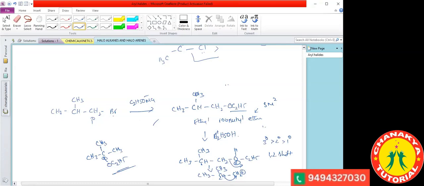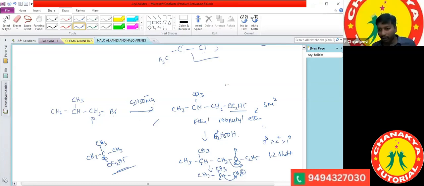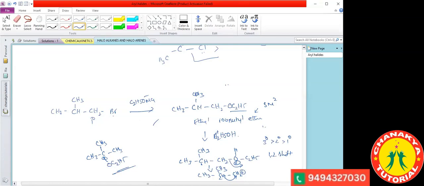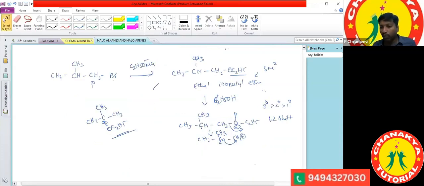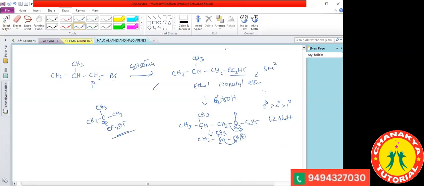Sir, could you explain the last step? The last step? I didn't get it, I got confused at first. Whatever carbocation is formed, is it a primary carbocation or which carbocation? Primary, sir. Okay.